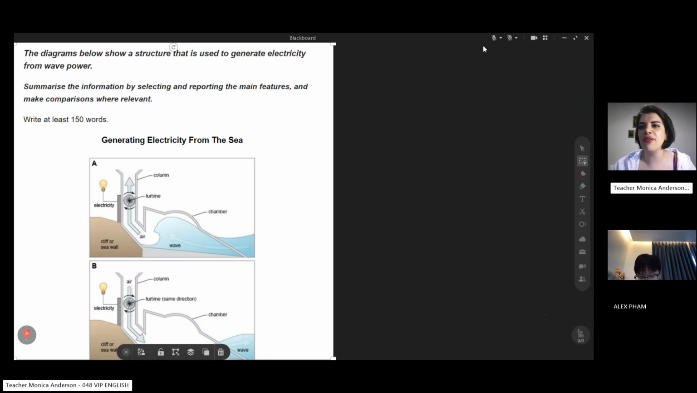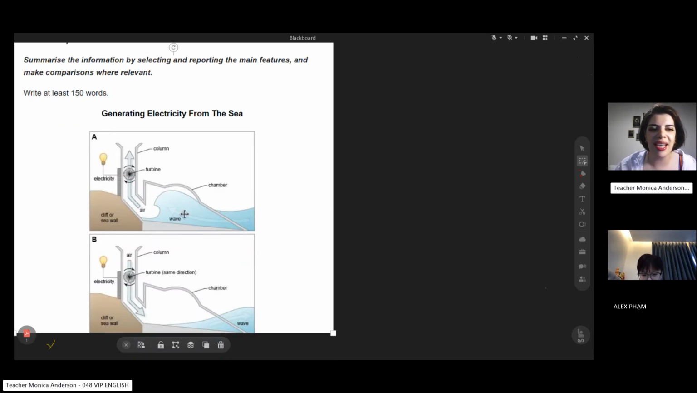As you can see in the photo, of course, we're not going to talk about this one, but it's not bad to have a sample like this. Look, it's a process that generates electricity from the sea. So how do we generate electricity from the sea? Well, now we're going to summarize the information by selecting and reporting the main features.